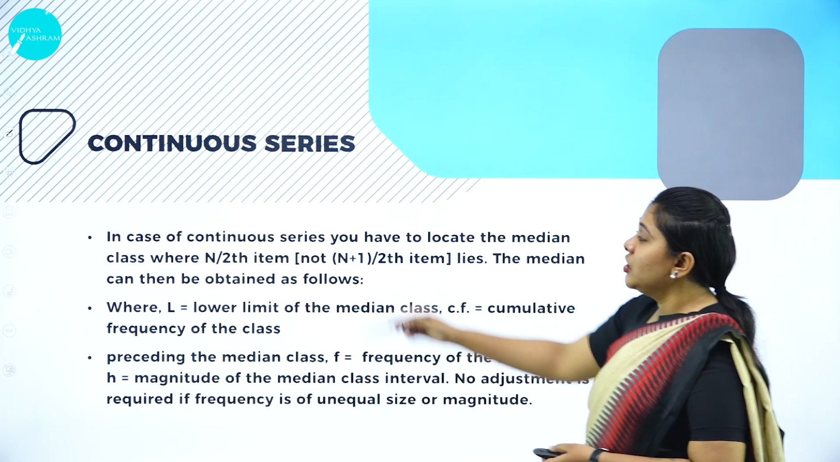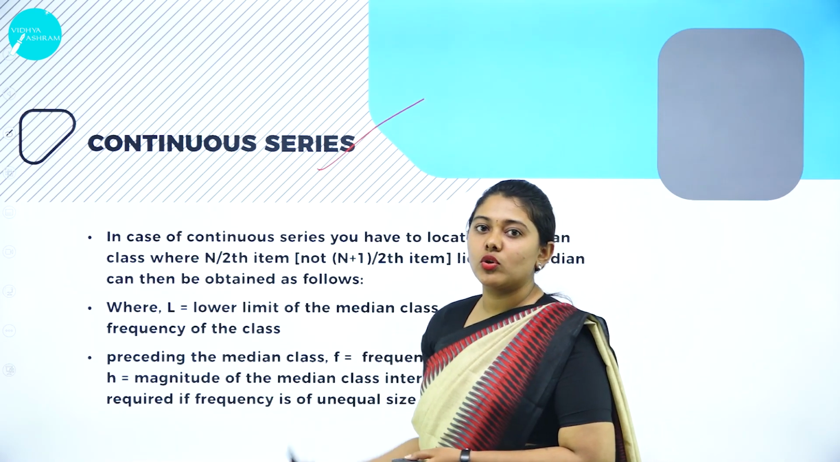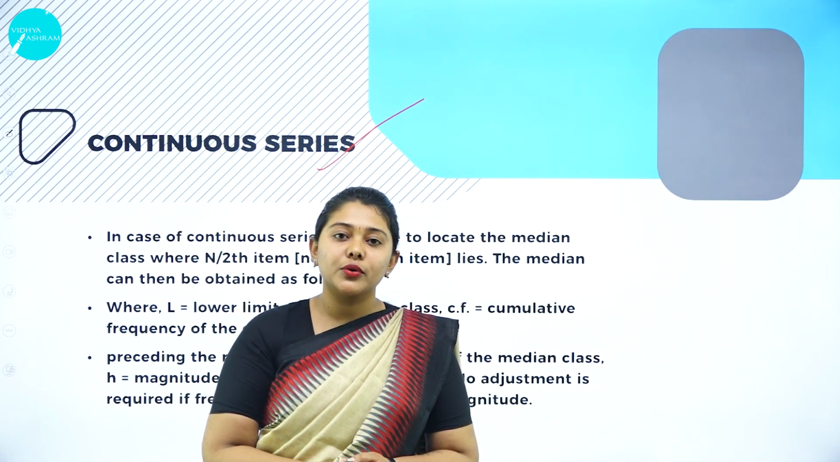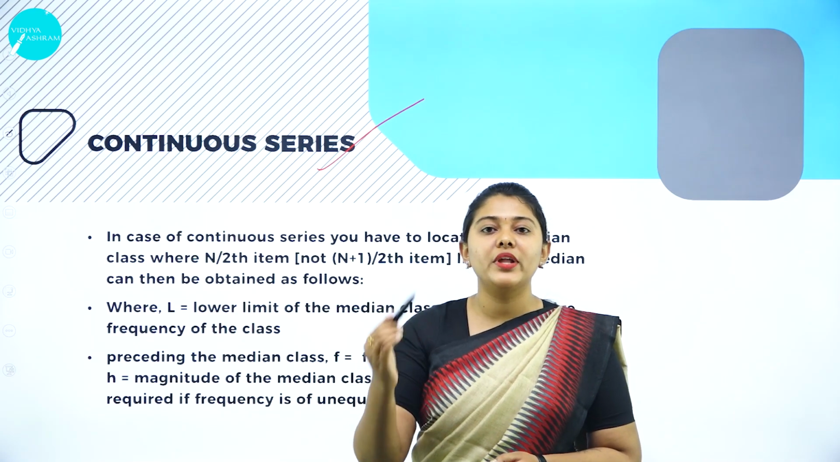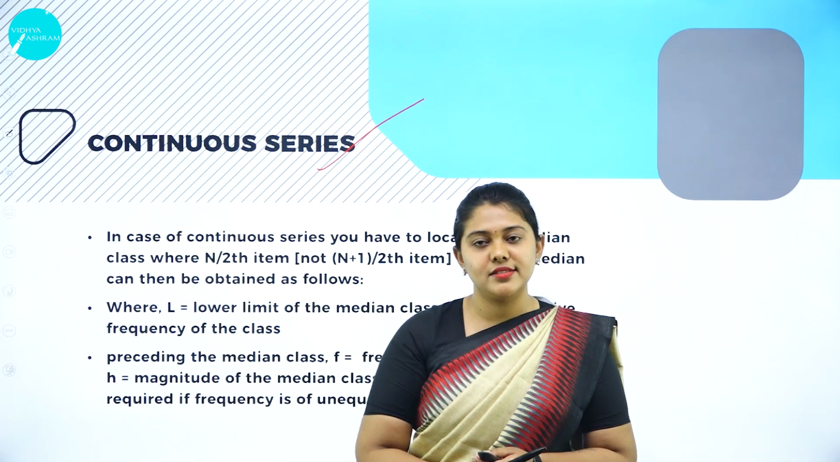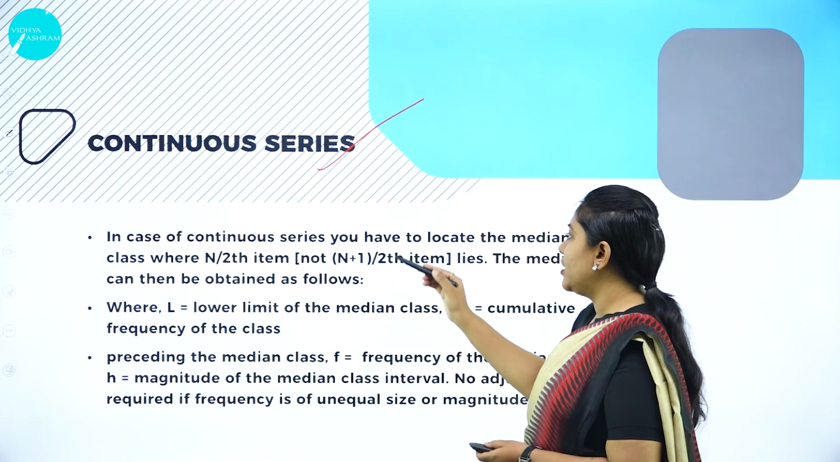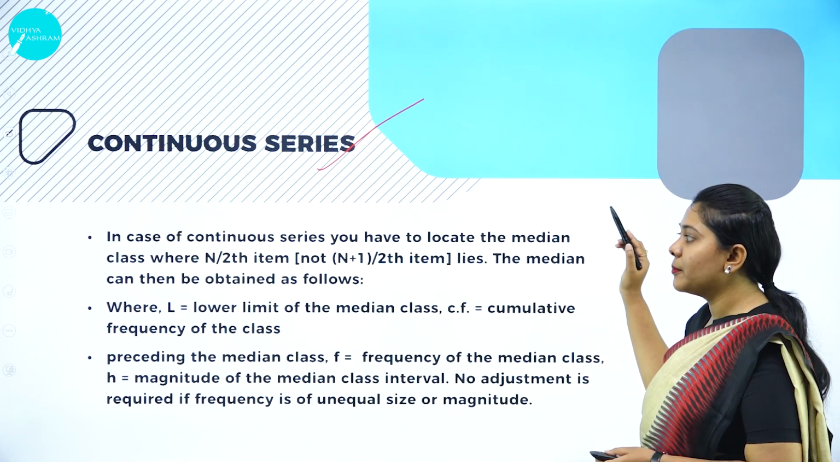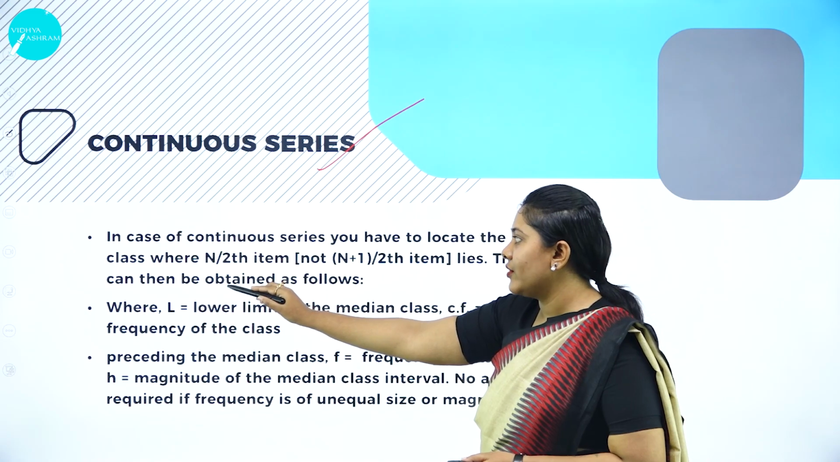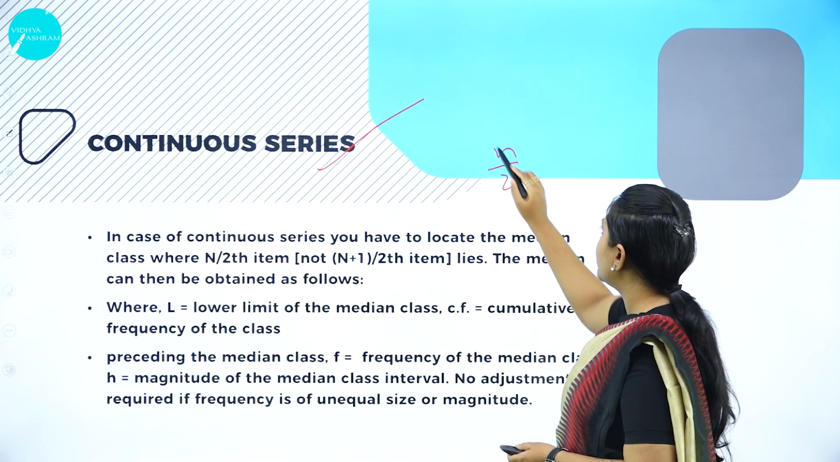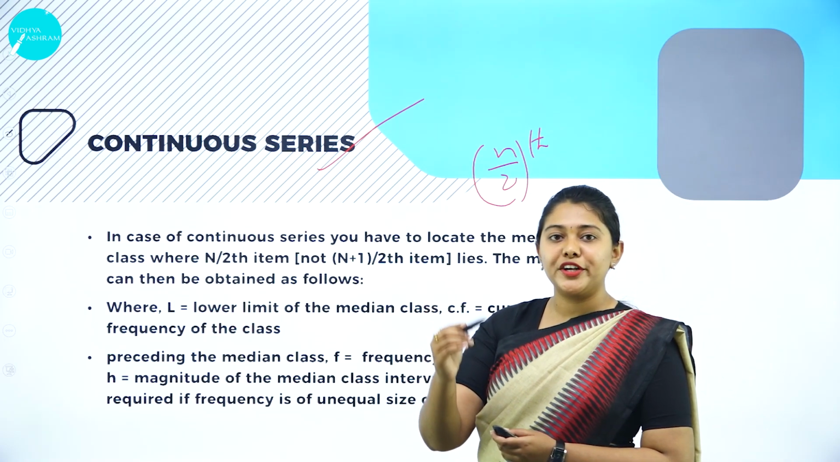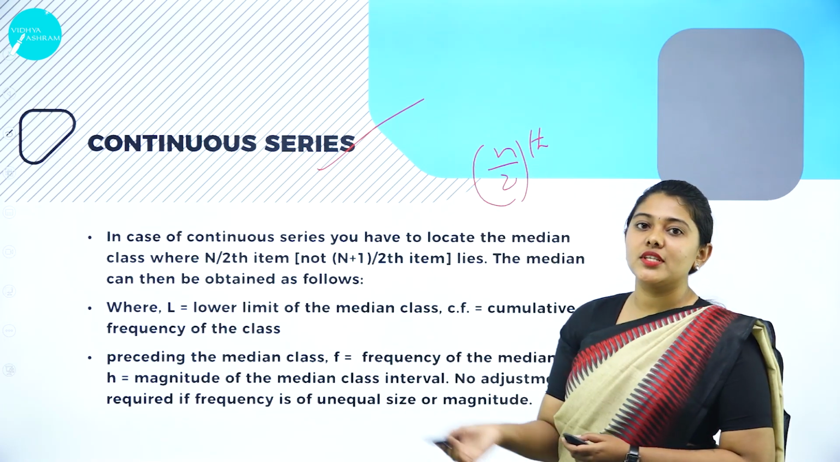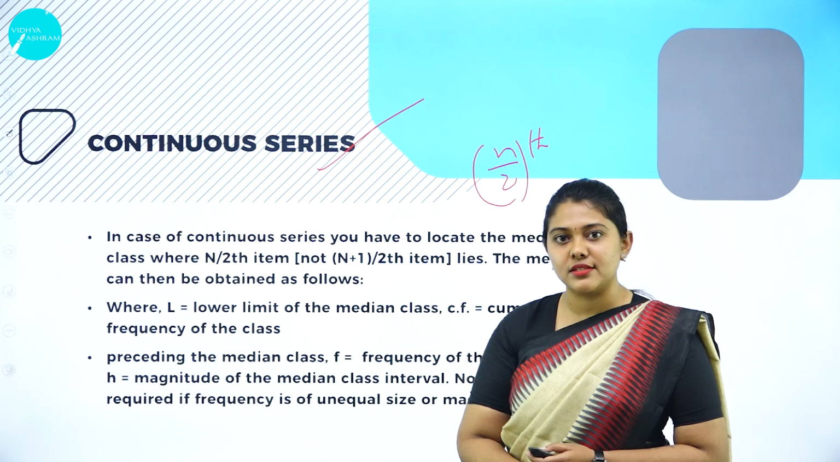Moving further, now we have continuous series. Continuous series comes under grouped data. Ungrouped data means individual series; grouped data means discrete and continuous series. In case of continuous series, you have to locate the median class, which is the n divided by 2 item. So first you have to compute n divided by 2, and with the help of this we can substitute the other things in the formula.